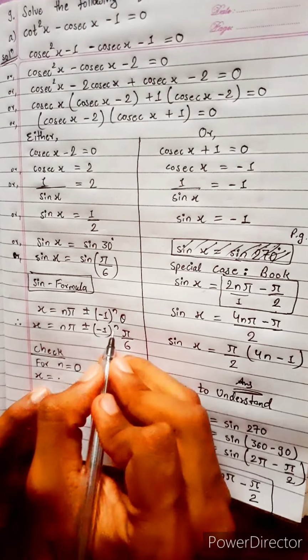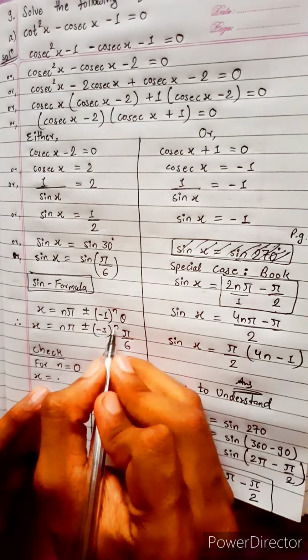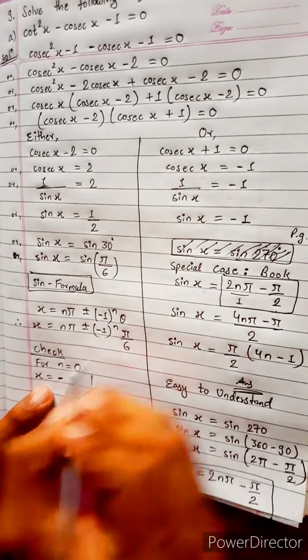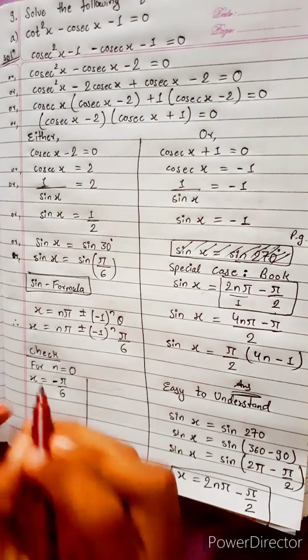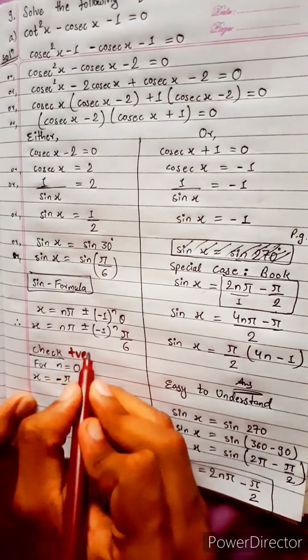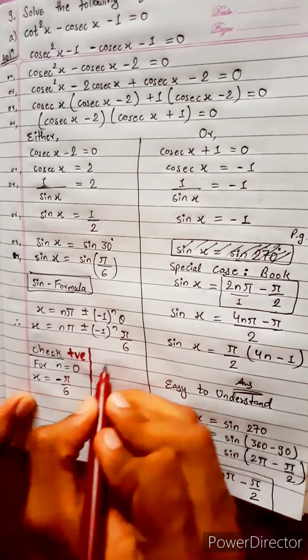Taking plus on this side, n equals 0 means something power 0, which is 1. Minus 1 into pi by 6 will be pi by 6. This side is positive. Let's mark here: this is the positive side and this is the negative side. On the negative side, here will be 0, and here minus 1. This became 0. Something power 0 is always 1.